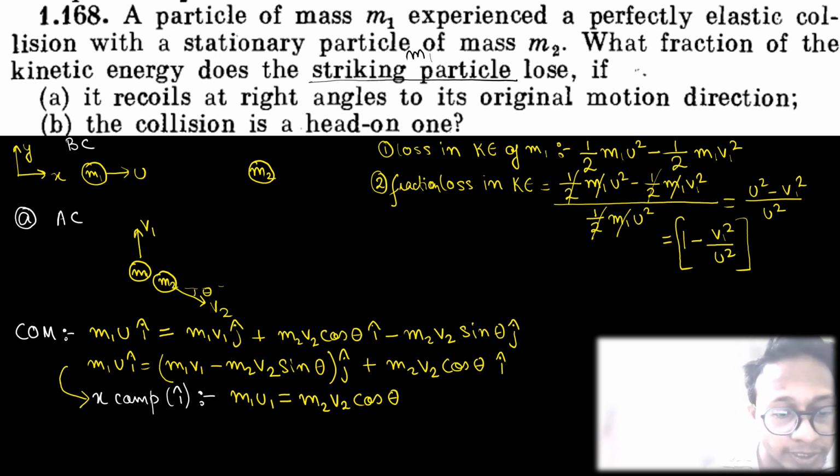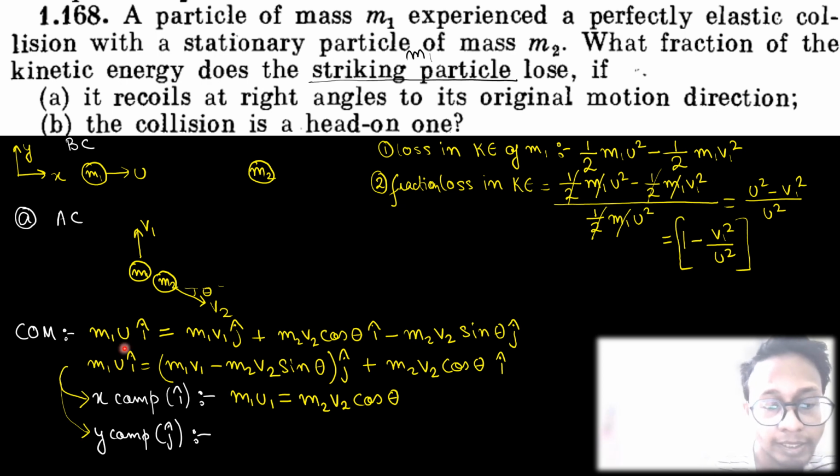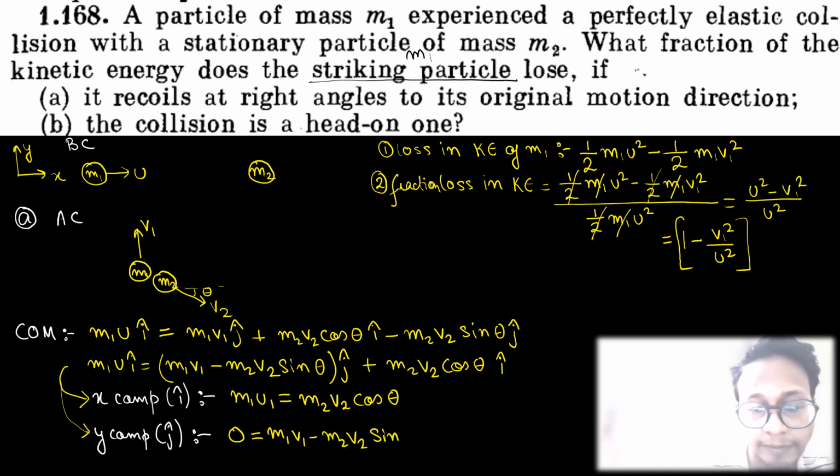Similarly, from the same equation for the y component, or j cap component, the initial y component of momentum is equal to 0, since there is no value of j. So the initial y component of momentum is equal to the final y component of momentum. What is the final y component of momentum? m1 v1 minus m2 v2 sin theta.